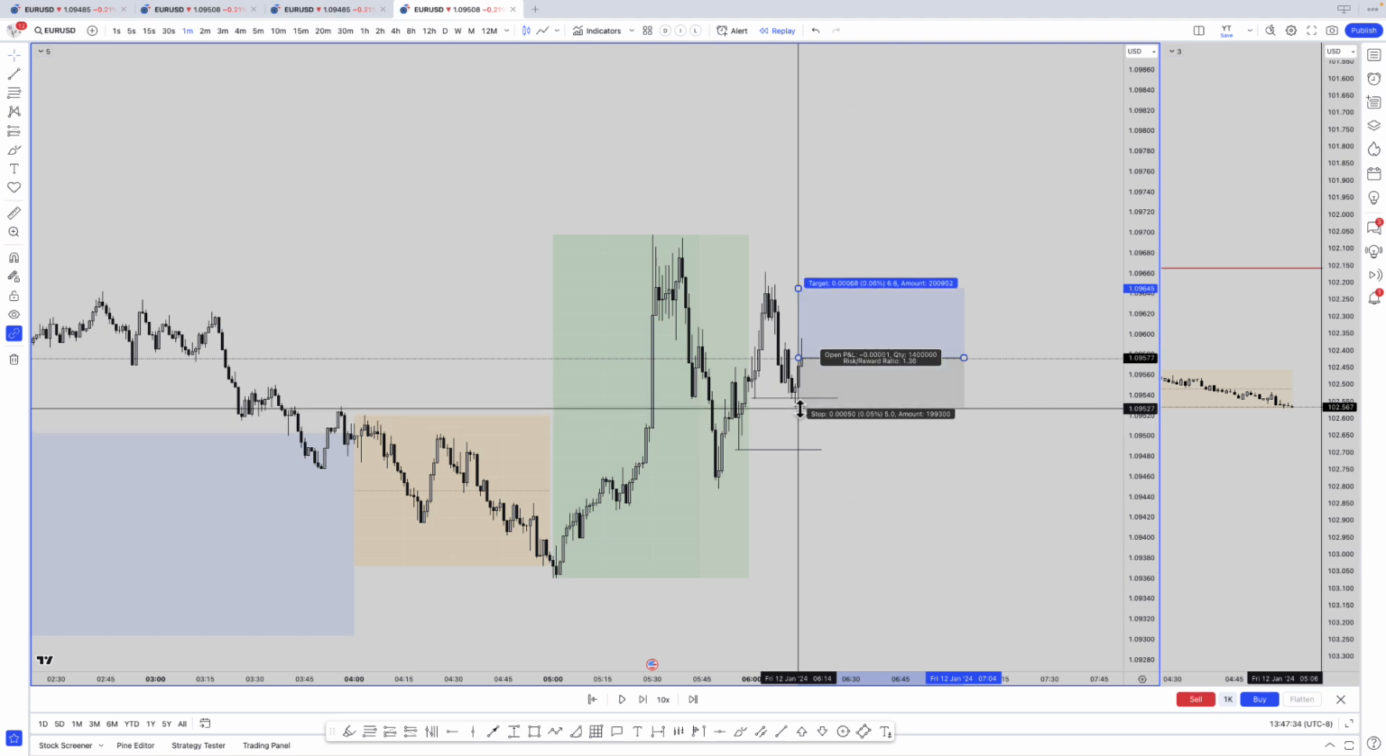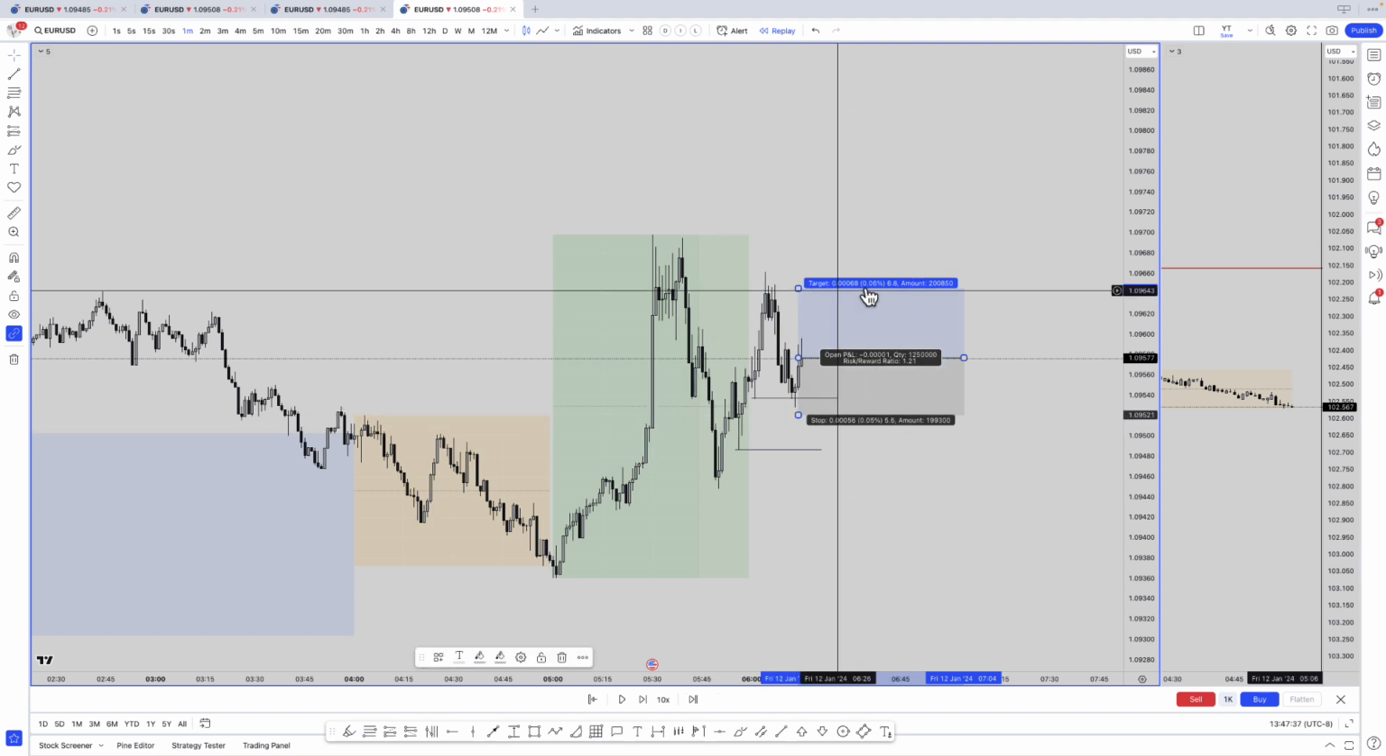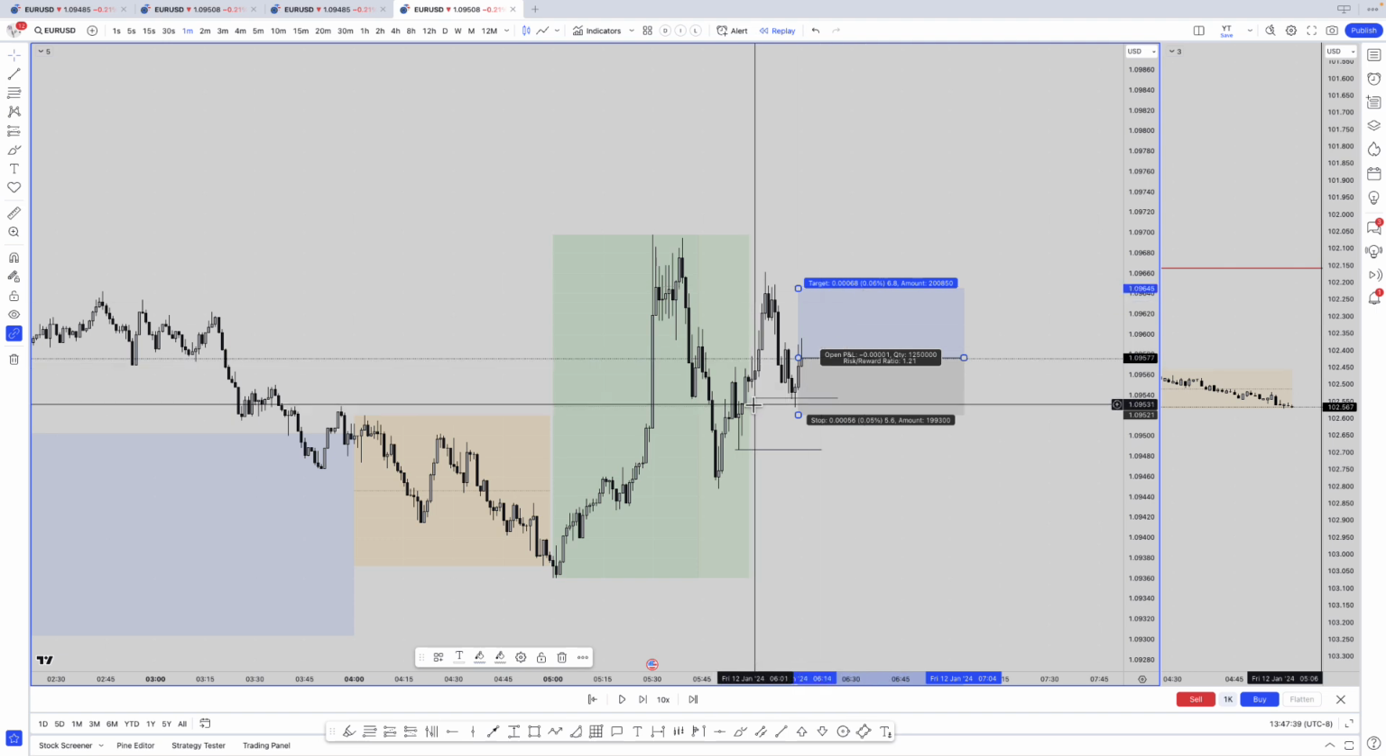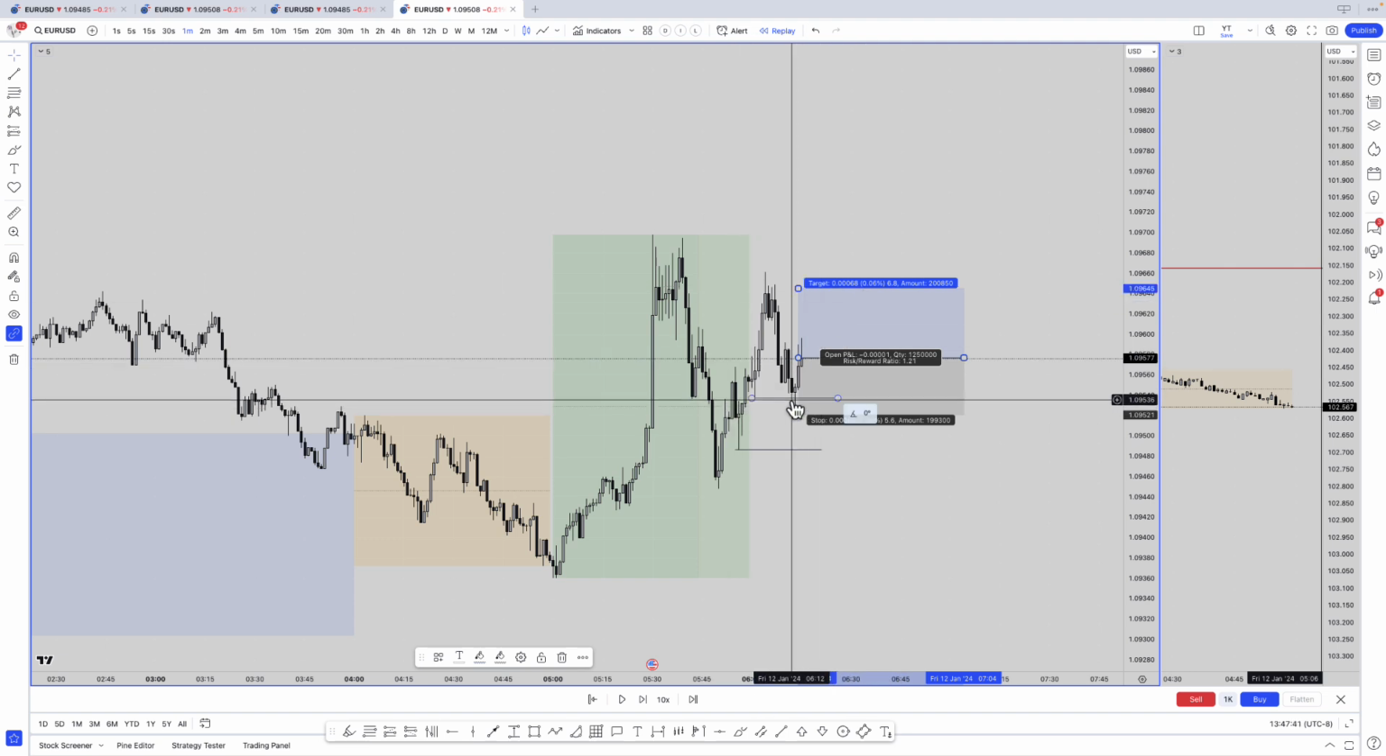And what we want to do is cover this plus half a pip or so. The point of invalidation is this low itself.